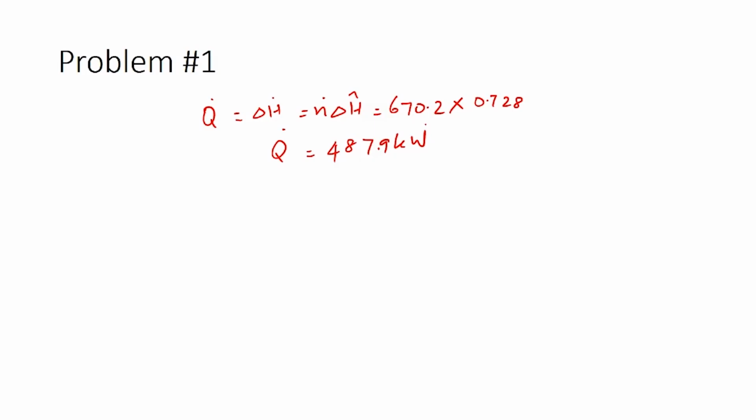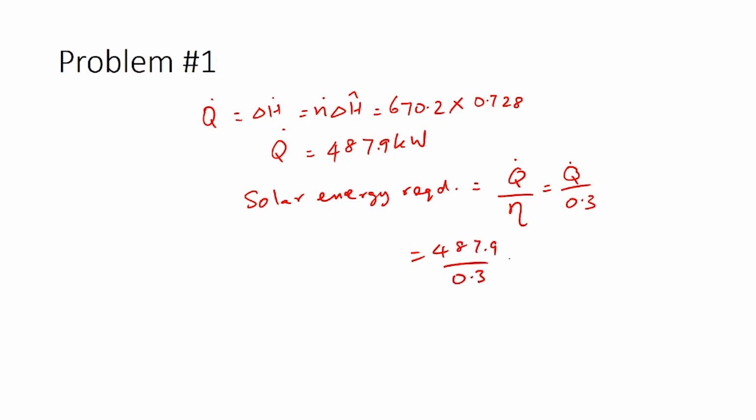We know that the solar panels are only 30% efficient. So, because they have only 30% efficiency, we need to account for that. So, the amount of solar energy which is actually required would be equal to q dot divided by efficiency, which is q dot divided by 0.3. So, 487.9 divided by 0.3 gives you the amount of solar energy required as 1626.4 kilowatts.